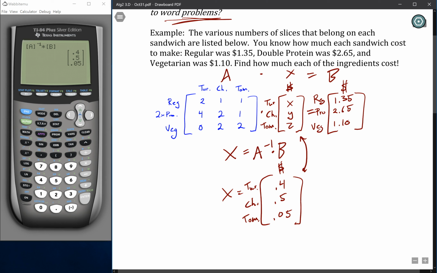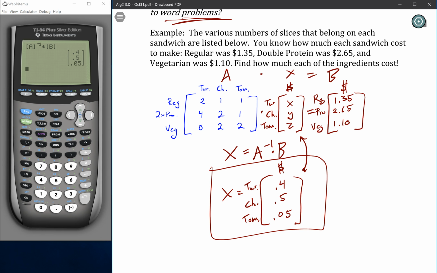So notice what this is telling us. Oh, the cost of a turkey slice is 40 cents. The cost of a cheese slice is 50 cents. The cost of a tomato slice is 5 cents. This is my final answer, and I've provided all the context I need. My units are labeling the matrix. Any mathematician would know what you mean if they see those labels.